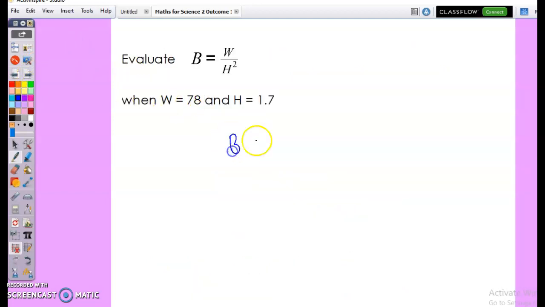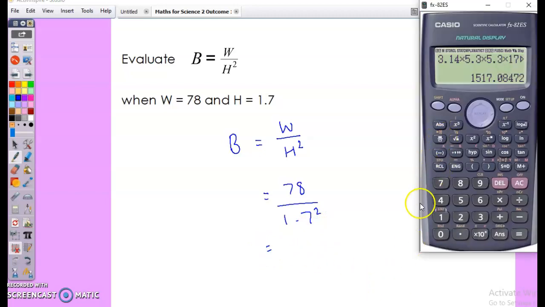Next one, a formula is B equals W over H squared. It's a formula for your BMI. So the BMI is your weight over your height squared. We've got a weight of 78. We've got a height of 1.7. It's got 1.7 squared. Now again, if you have a scientific calculator, dead easy, hit your fraction button, and it's 78 over 1.7 squared. If you don't have a scientific calculator, you might be thinking about going to buy one right now. So 26.9896.